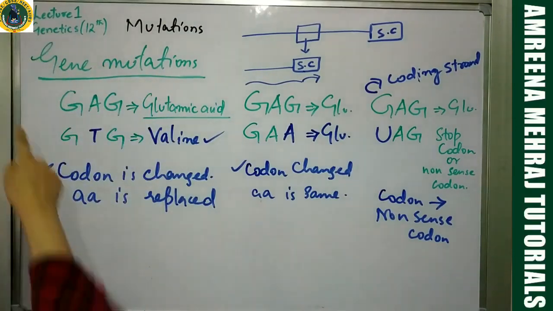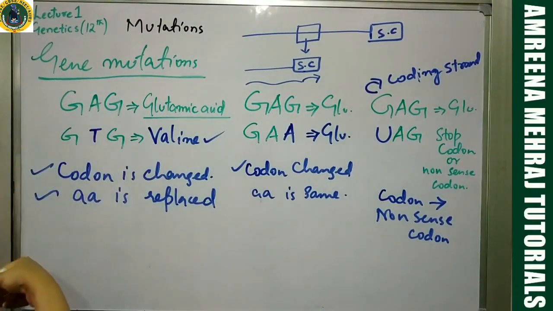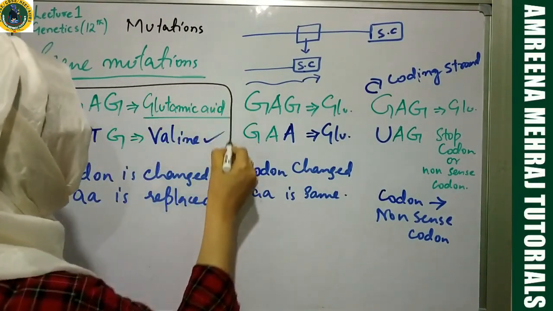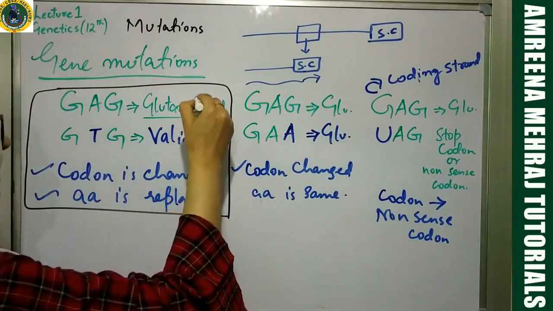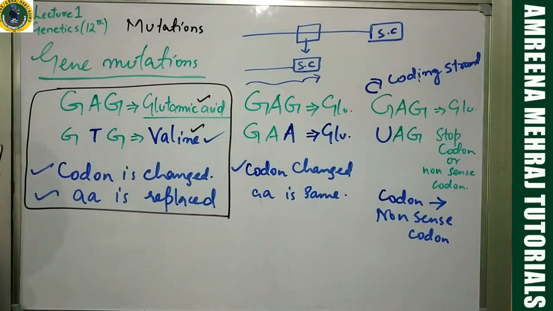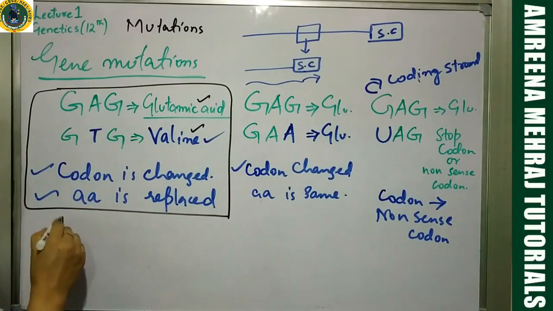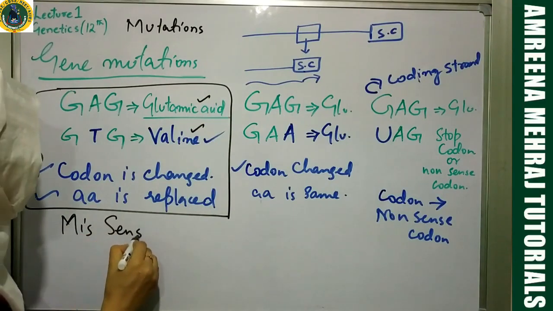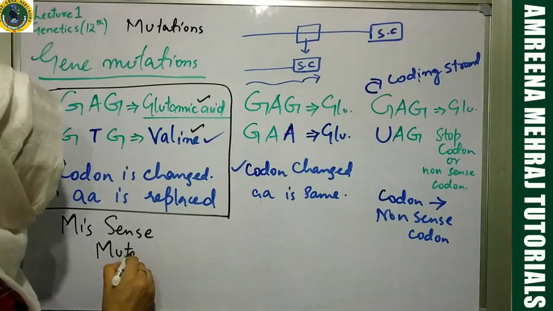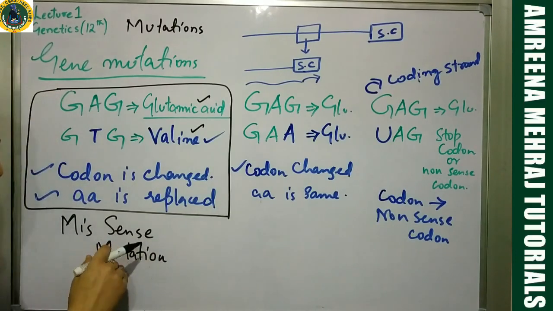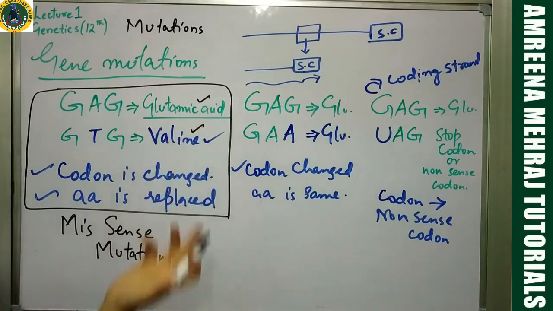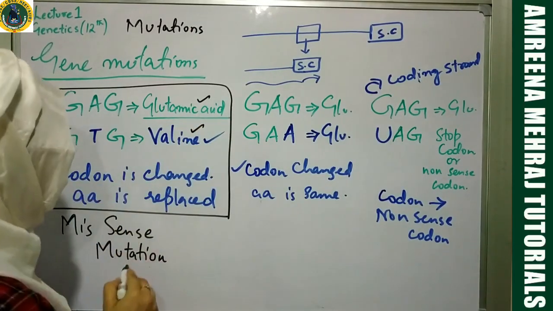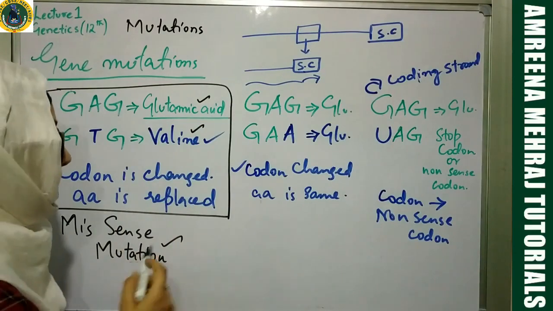Now look at these cases. This is the first case, where one codon got replaced by another codon, which resulted in total replacement of one amino acid with another amino acid. Such a type of mutation is called a missense mutation, where one codon is replaced by another codon, and simultaneously one amino acid is replaced by another amino acid. This is the case you will see in sickle cell anemia also.